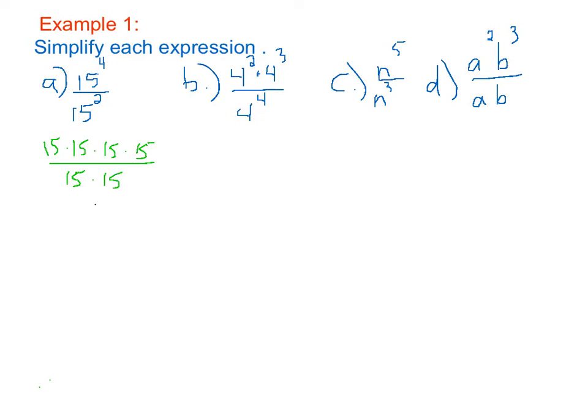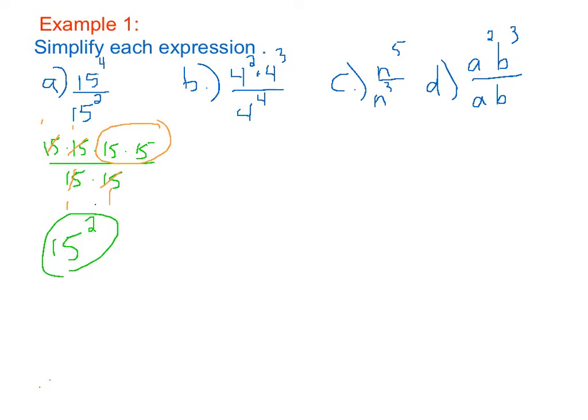Now, if we were to simplify this, anything that's in the numerator that's the same as the denominator, we can cancel out or make a 1. So we have 15 over 15, that gives us 1. 15 over 15, that gives us 1. And look at what remains. We have just 15 squared.